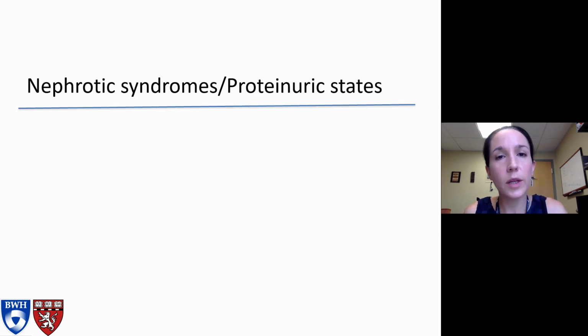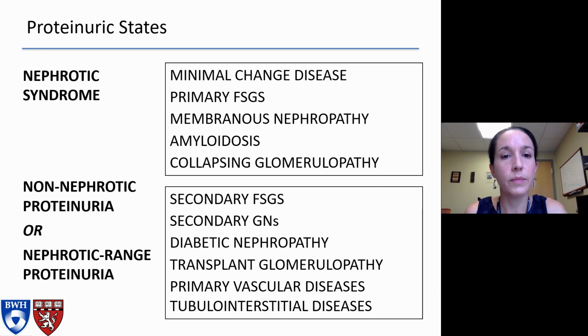So to focus, first of all, on the nephrotic syndromes and the proteinuric states. So I like to divide them into the primary nephrotic syndromes, which are those where the injury is directly affecting the podocytes, versus pretty much everything else, where you can have non-nephrotic proteinuria or proteinuria that reaches the level of nephrotic range, but you do not see nephrotic syndrome. So the primary podocyte conditions are minimal change disease, primary FSGS, membranous nephropathy, amyloidosis, and collapsing glomerulopathy are the main ones that can present with the nephrotic syndrome.